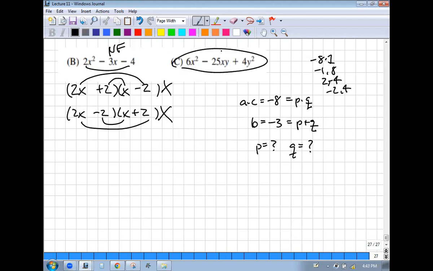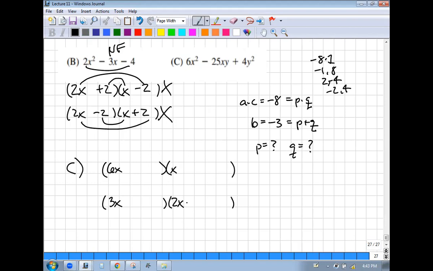C here is a little harder because we got some y's over here, right? If we tried to eyeball it, for this, we could do a 6x and an x, right? Or we could do 3x and a 2x, right? Those are the two possibilities. But over here, here's a trick though. This is minus, but this is plus. That means we're going to have both of them being minus. We can't have both of them being plus, because if they were both plus, when we added, we'd end up with a positive number here.